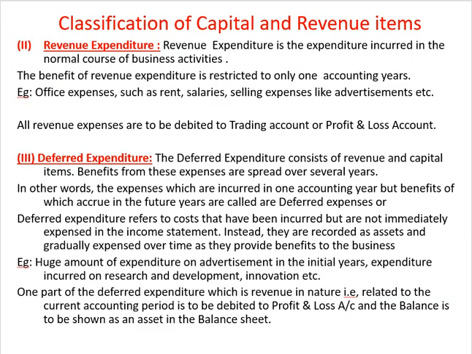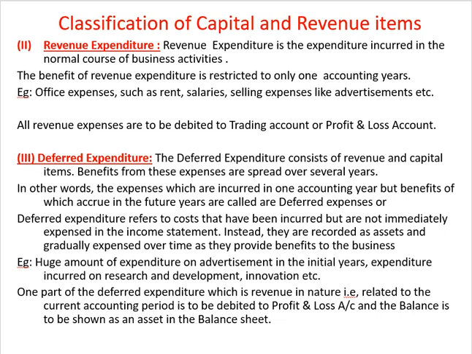Next one is revenue expenditure. Revenue expenditure is the expenditure incurred in the normal course of business activity, that is, day to day expenditure you are making to generate the revenue. You are spending some amount on office expenses such as rent, salaries, selling expenses, advertisement, all of which fall under revenue expenditure.